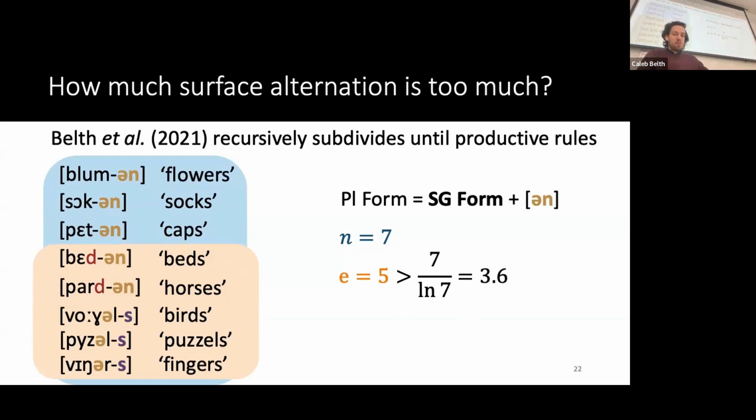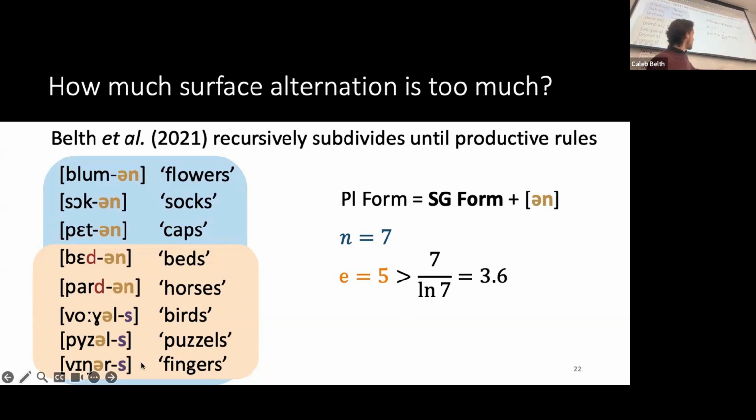And so this is where the model I mentioned earlier that I've worked on with some collaborators comes in, which is an algorithmic implementation of the tolerance principle that allows you to subdivide the words that the learner knows until a productive generalization is found. So essentially, you're getting more and more specific generalizations until a productive one is found over the subgroups you're partitioning. I'll give an example of this.